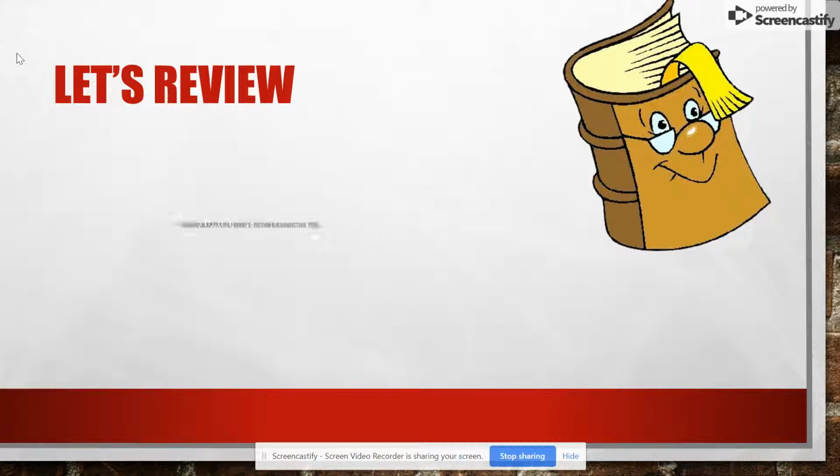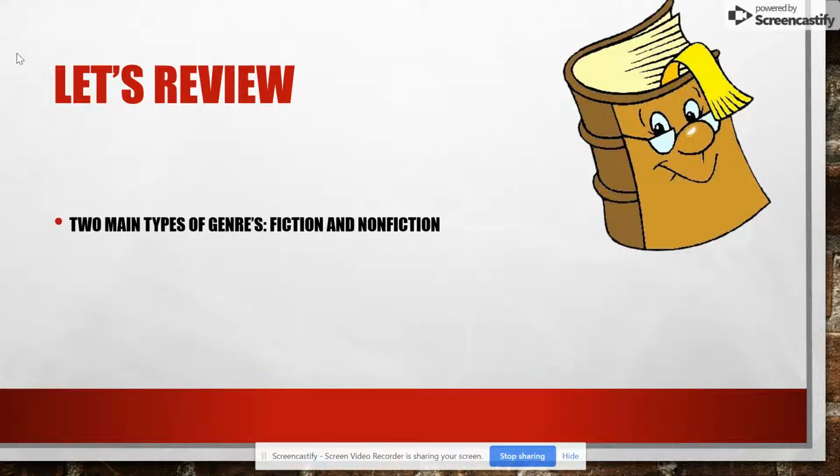So let's review. There are first two main types of genres that we learned about today: fiction and nonfiction. Fiction is completely made up. It is not real, and it's read for enjoyment, and you should read it from the beginning to the end. Nonfiction is completely real information. It is about true topics and true people, and you read it to learn. You can read it in any order that you want to find the information you want to know about.